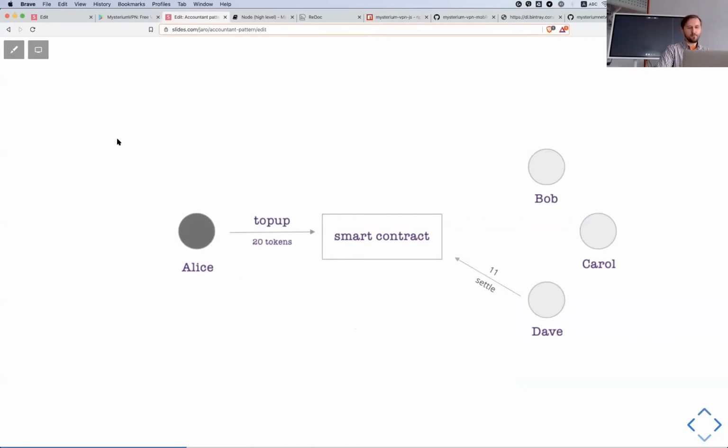And then I gave, for example, Dave 11 tokens, and I could give Bob 9 tokens and Carol 15. And then whoever first tries to settle from that smart contract will get the money. The last one will not get paid, because there is a possibility of double spend. The plus of this approach is that Alice does one transaction to blockchain. She can use the same channel for millions of providers, and they are just going to settle. But the problem is the double spending problem.